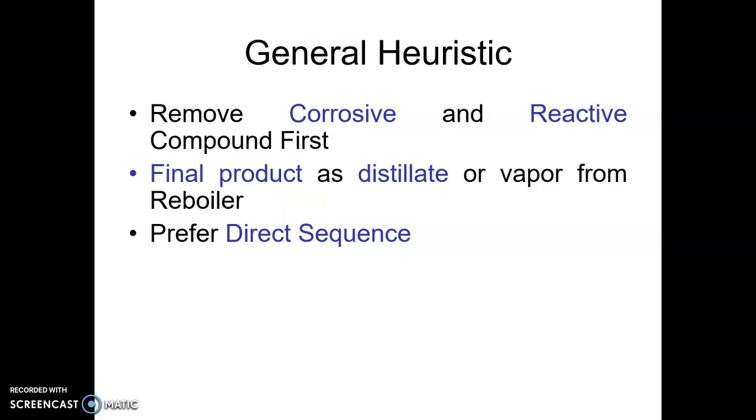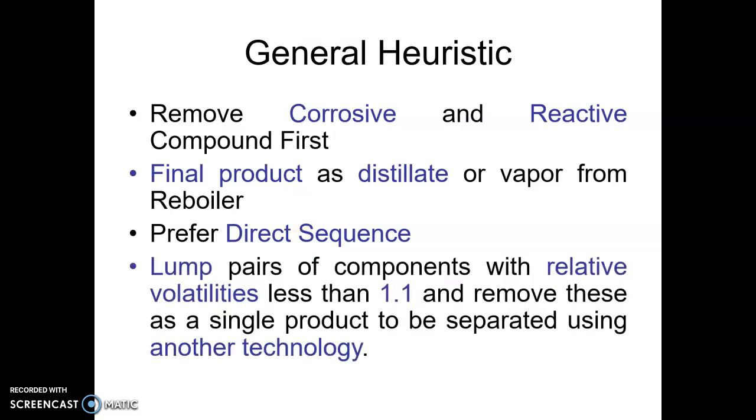Prefer direct sequence. Again, these heuristics are coming from experience. Some of the heuristics can be explained, some of them have been observed by people year on year, and there may not be an exact clarification or explanation for them, but people have experienced that this kind of behavior, this kind of process, will ultimately give you benefit. Lump pairs of components with relative volatility less than 1.1.